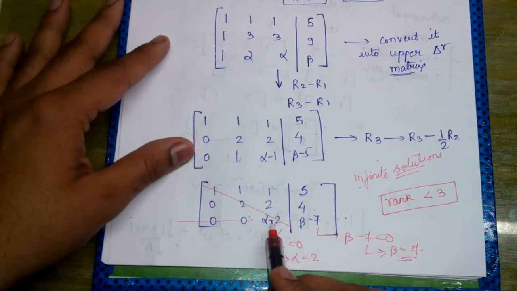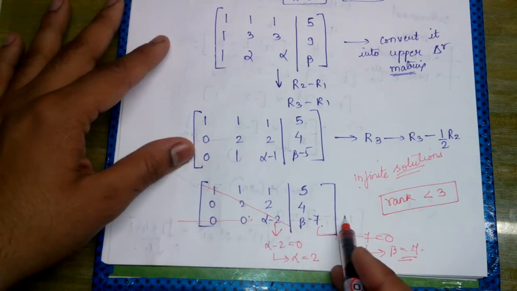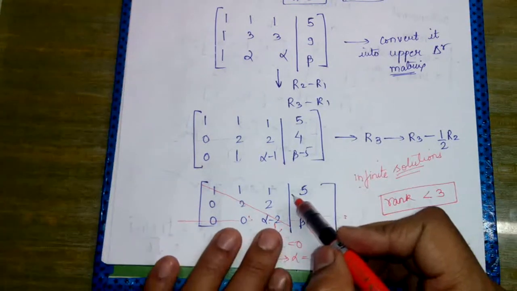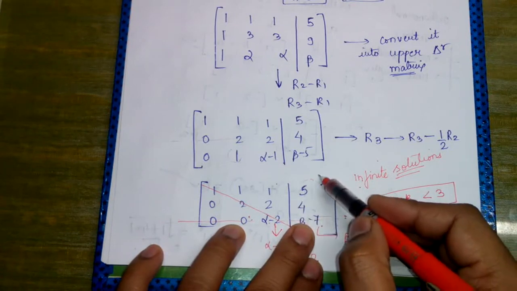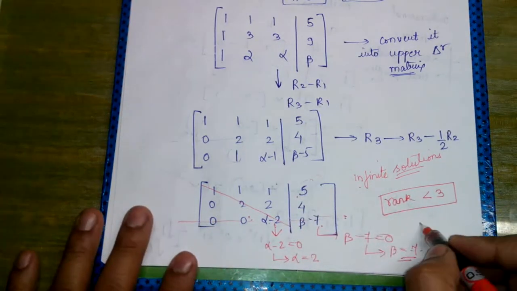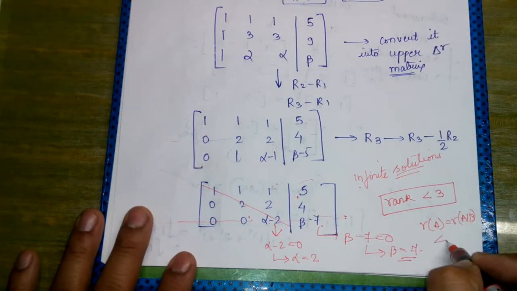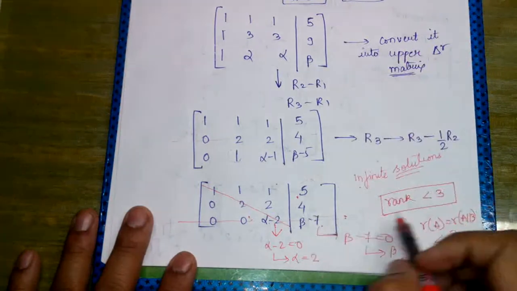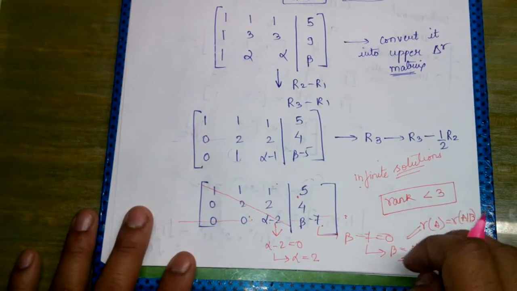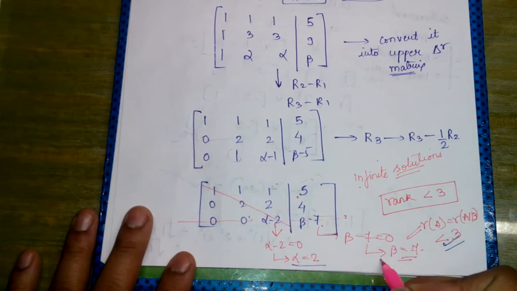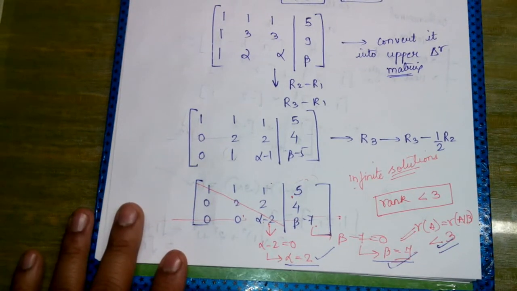So for alpha and beta equal to 2 and 7 respectively, this entire row will be 0 and hence we obtain the rank of A equal to 2, and the rank of the augmented matrix also becomes 2. The rank of A equals the rank of the augmented matrix, which is less than 3. 3 was the number of unknowns, and this is the condition for an infinite number of solutions. So the condition is satisfied and the values have been evaluated. The value of alpha is 2, beta is 7.